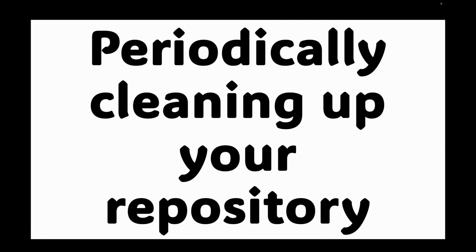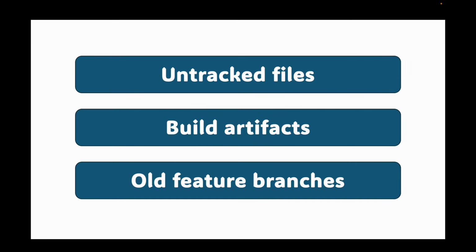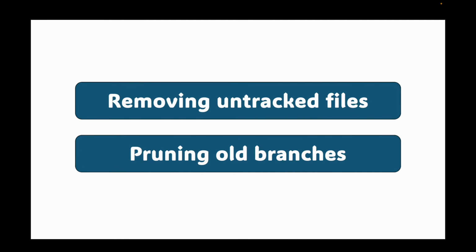Now, in today's session, we are going to talk about periodically cleaning up your repository. When you're working on a project, your local repository can get messy with untracked files, build artifacts, and old feature branches that have long been merged. This clutter can be confusing and can even lead to accidental commits of unwanted files. Periodically cleaning up your repository is a simple but important habit for any professional developer. In this session, we will cover the two most essential cleaning up tasks: removing untracked files and pruning old branches.